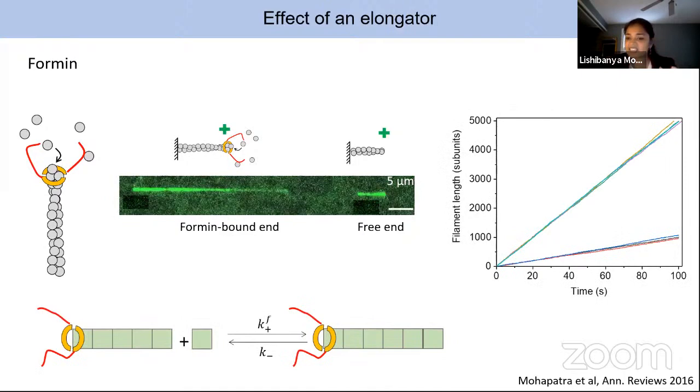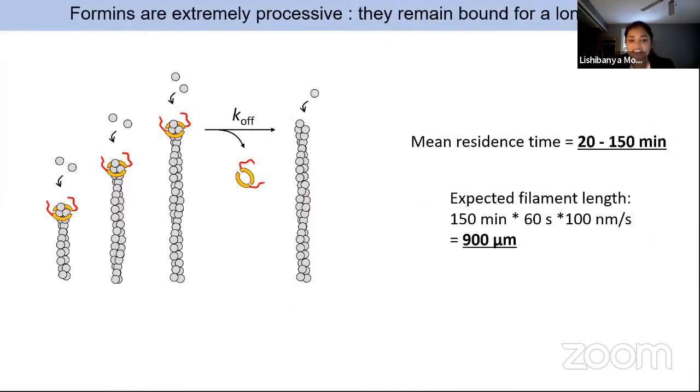Now, this process can be studied via simulations as well. So what you see on the right are the plots where a filament bound with formin is growing at a rate much faster than a filament which is bare and does not have formin. What I'm showing you right now are several traces of the same simulation scheme.